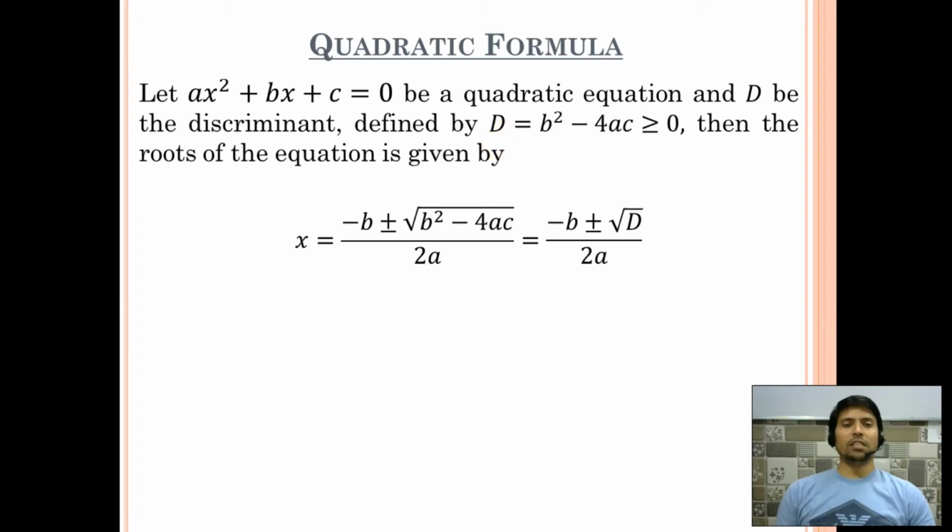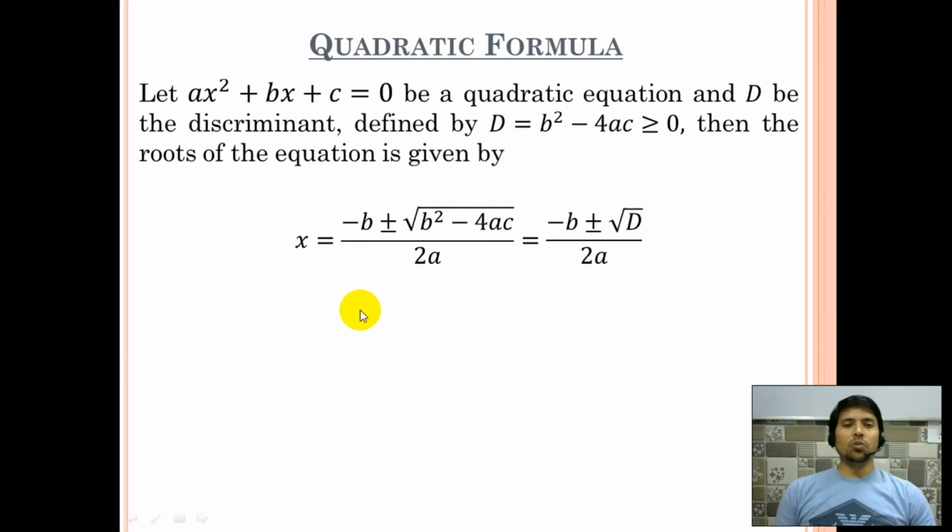First of all, we will check whether the value of D, b square minus 4ac, is greater than or equal to 0. Either it is 0 or it is greater than 0. Then we will use this formula and we can find the real roots of this quadratic equation. This formula is also known as Sridharacharya rule, or we can say the quadratic formula.